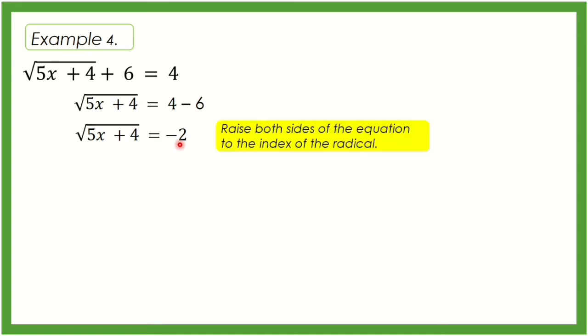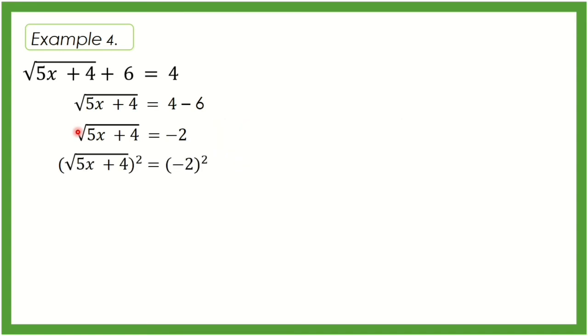Then, i-raise natin sa both sides of the equation sa index ng radical. Ang index natin is 2. Therefore, i-raise natin sa 2. We have square root of 5x plus 4 squared equals negative 2 squared. Simplify. Pareho yung kanyang index tsaka exponent. Ang maiiwan na lang yung 5x plus 4. Ang square ng negative 2 is positive 4. Negative 2 times negative 2 is positive 4.